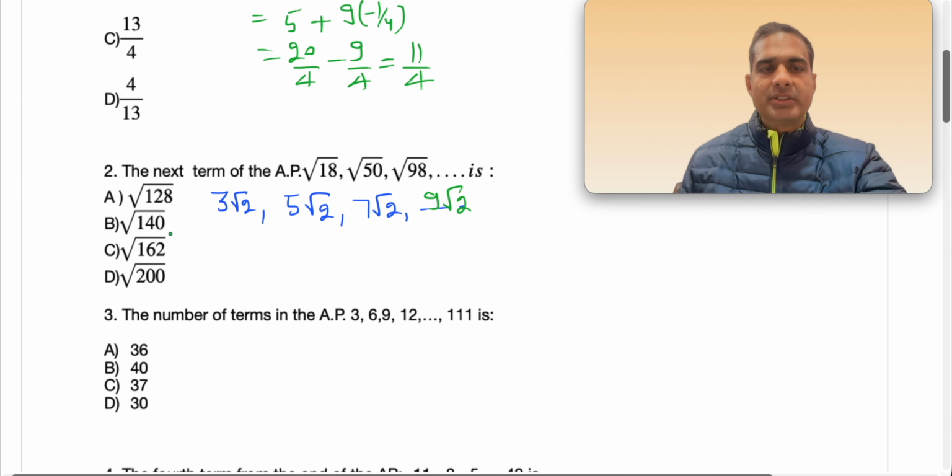But none of the options is 9 root 2. All the terms are in square root. So if I try to convert this into square root, when 9 goes in the square root, it will become 9 into 9. So 9 into 9 is 81, 81 into 2 is root 162. So the next term will be root 162.